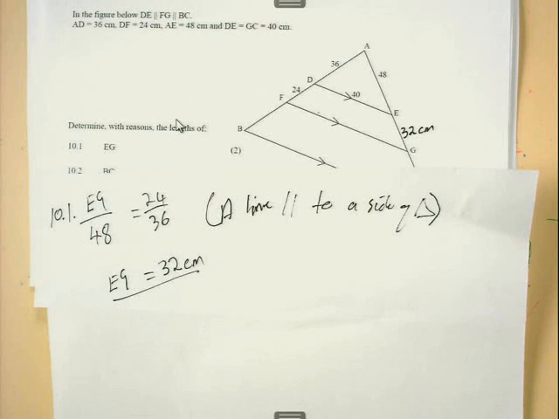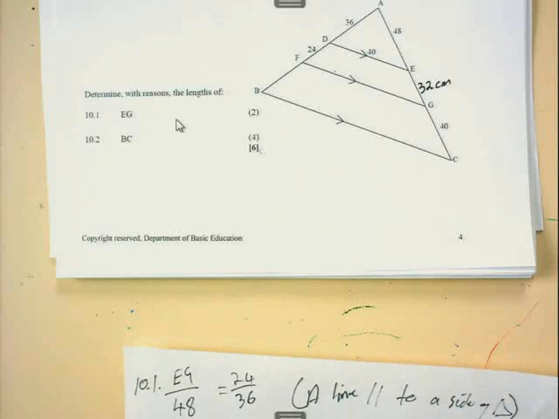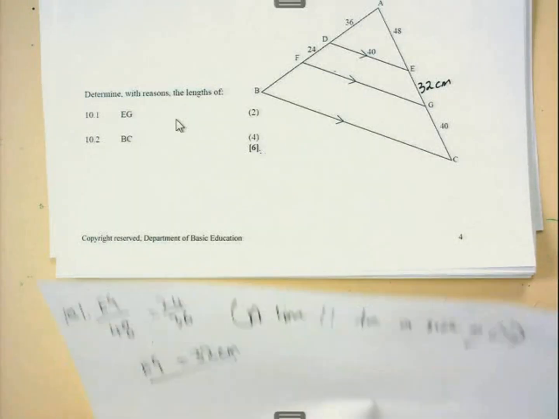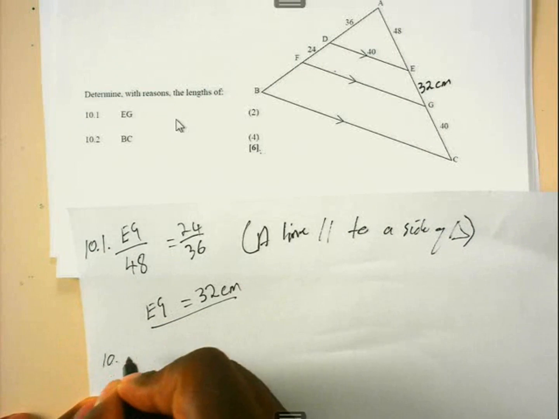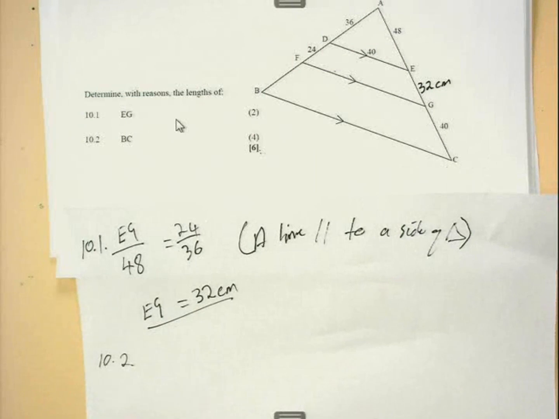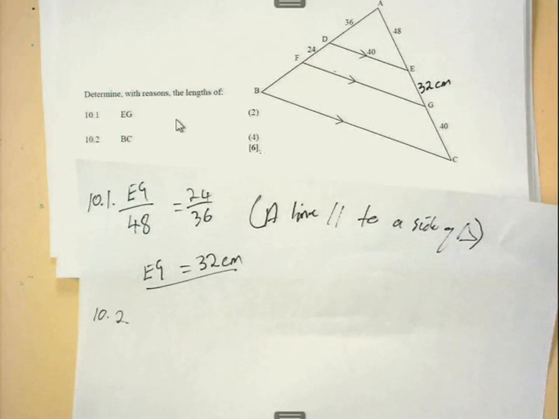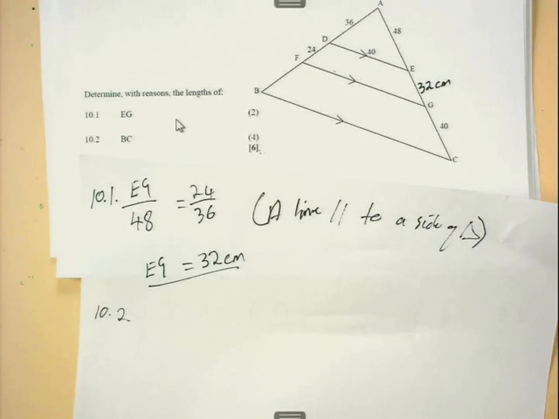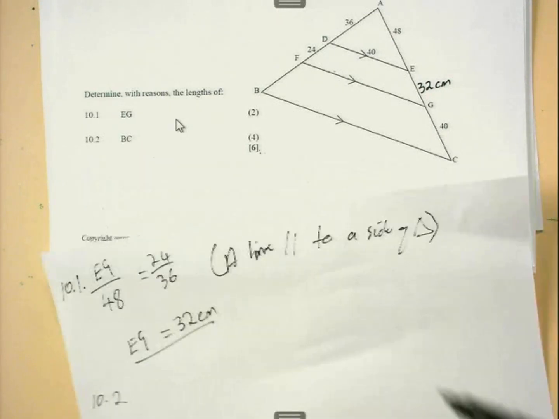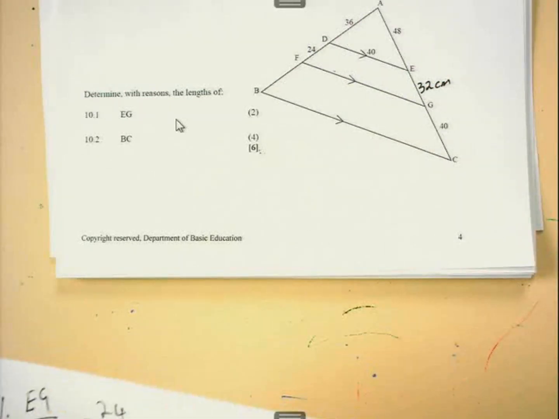Now let's look at 10.2. It states that we are required to calculate the length of BC. How can we determine the length of BC? Remember, in grade 12 again, we have what we call the similarity theorem. Let me take two triangles. Check this bigger triangle, triangle ABC. I want us to work with those two triangles.